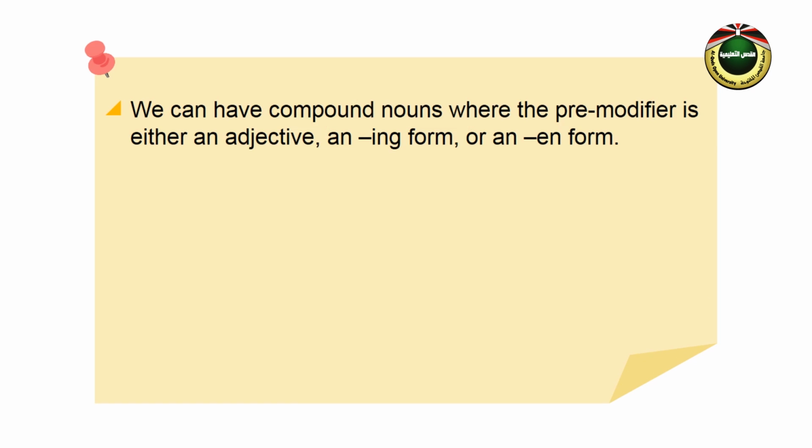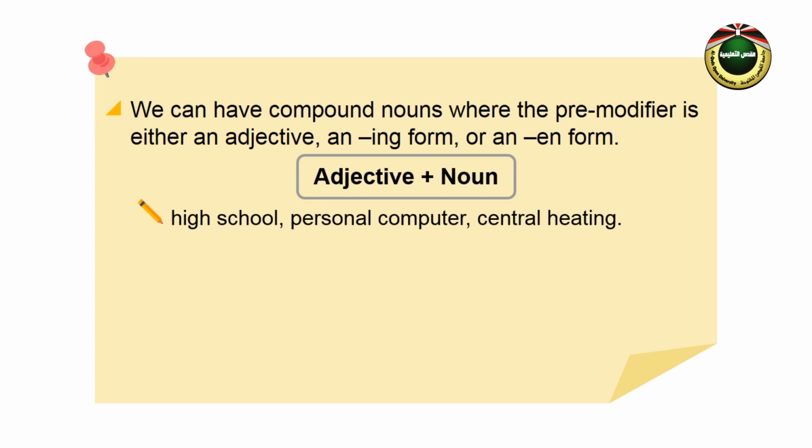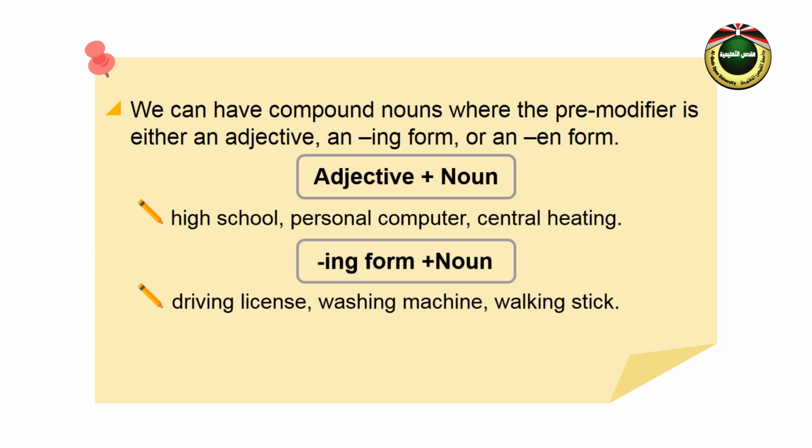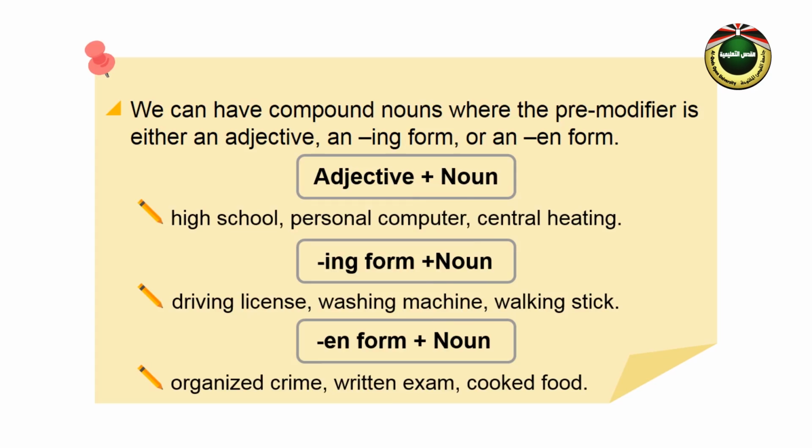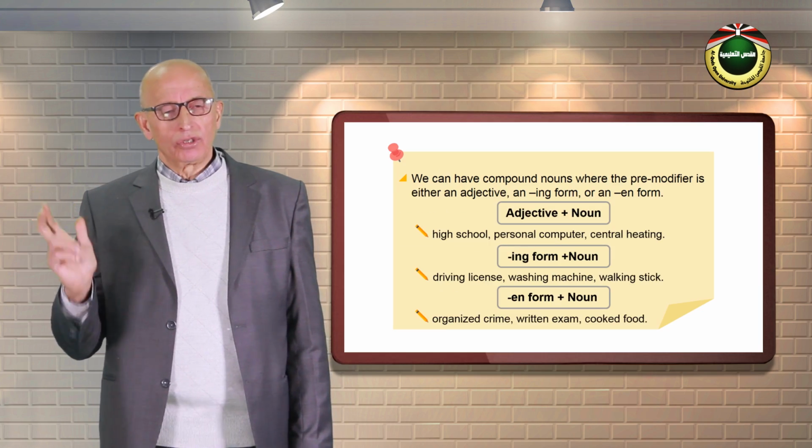Note: we can have compound nouns where the premodifier is either an adjective, an ing form, or an en form. Examples: number 1, adjective plus noun. High school, personal computer, central heating. 2. ing form plus noun. Driving license, washing machine, walking stick. Number 3. en form plus noun. Organized crime, written exam, cooked food.